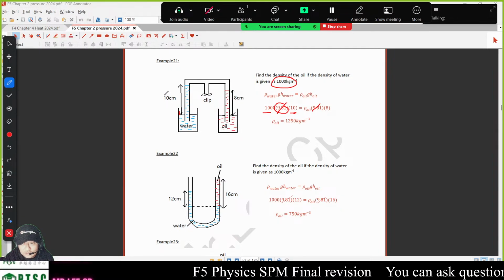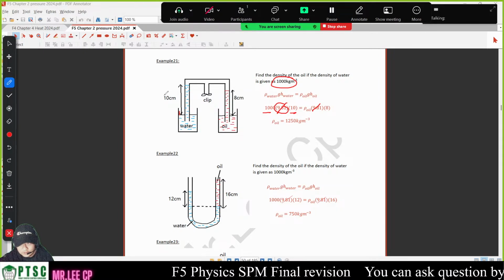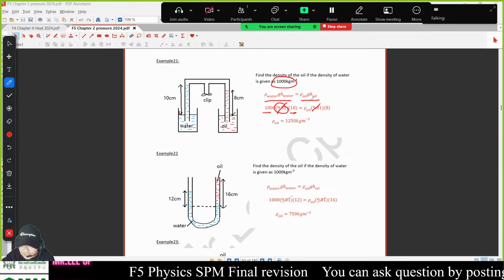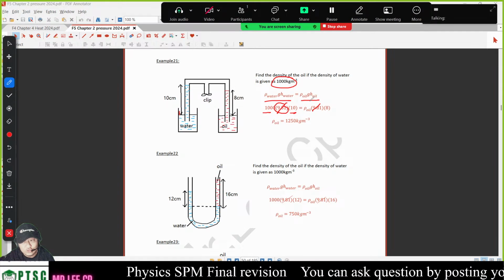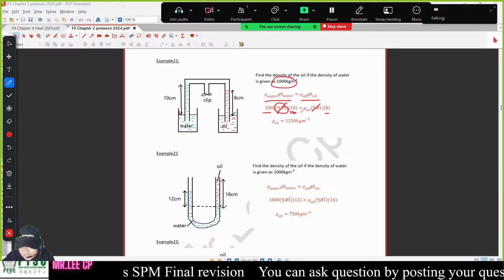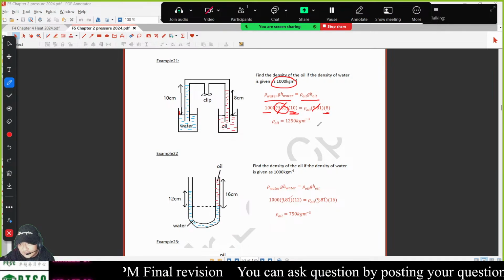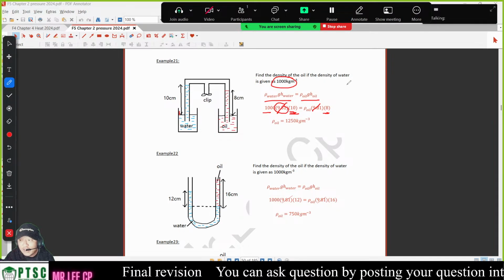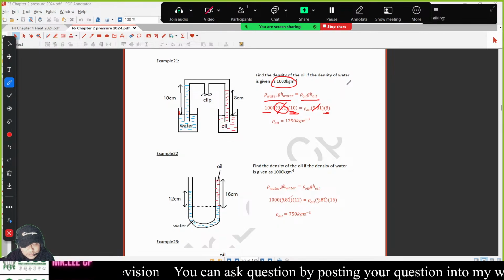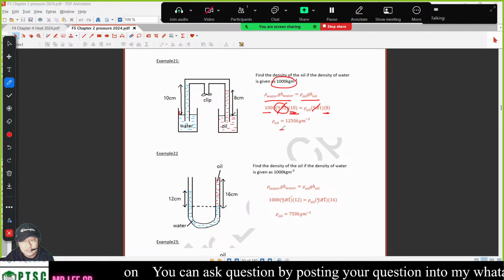Teacher, you said must be in meter. Yeah. For this one, when you compare both sides, you don't need to use meter. You can use cm, because this side is meter and this one meter, this one in cm and this one in cm. Okay, but if they ask you to convert to Pascal, you must make sure it is in meter.